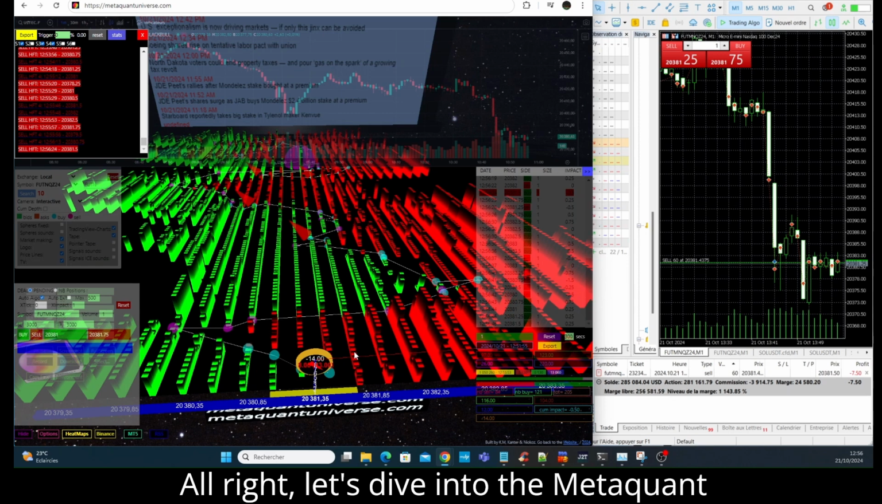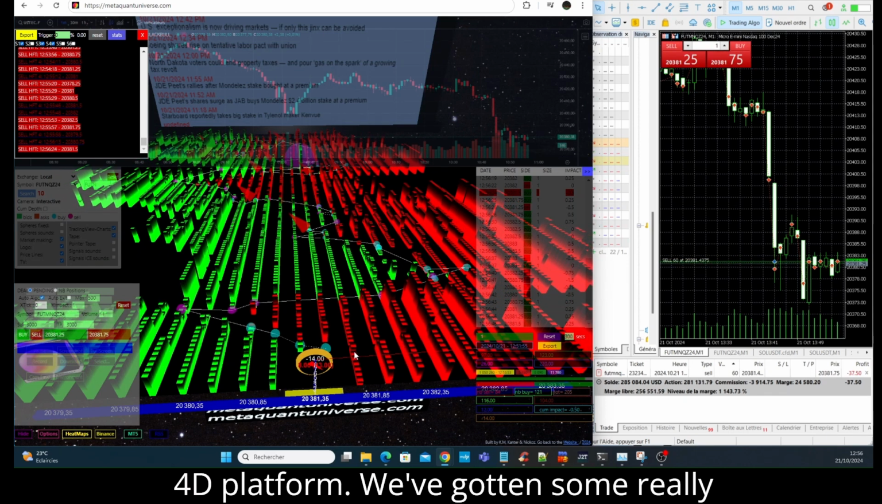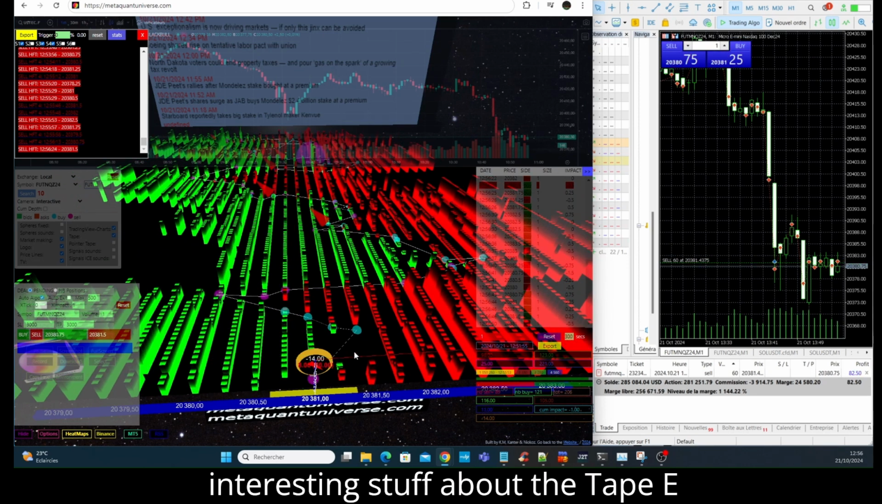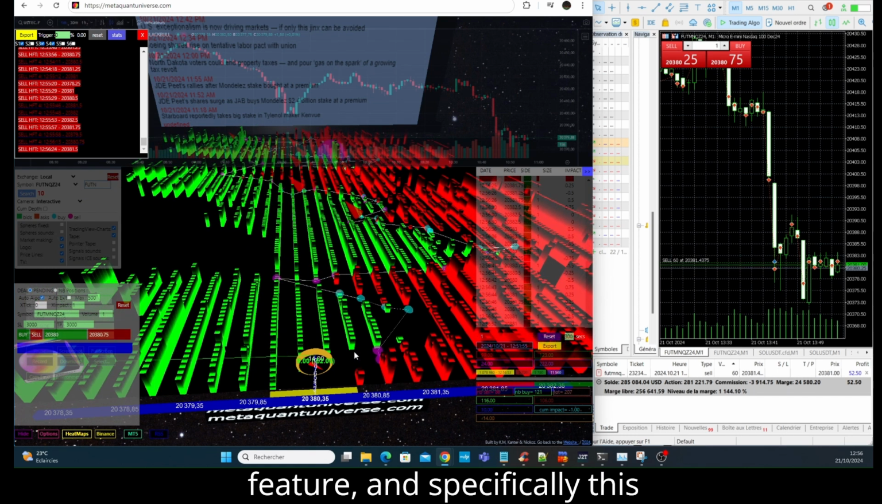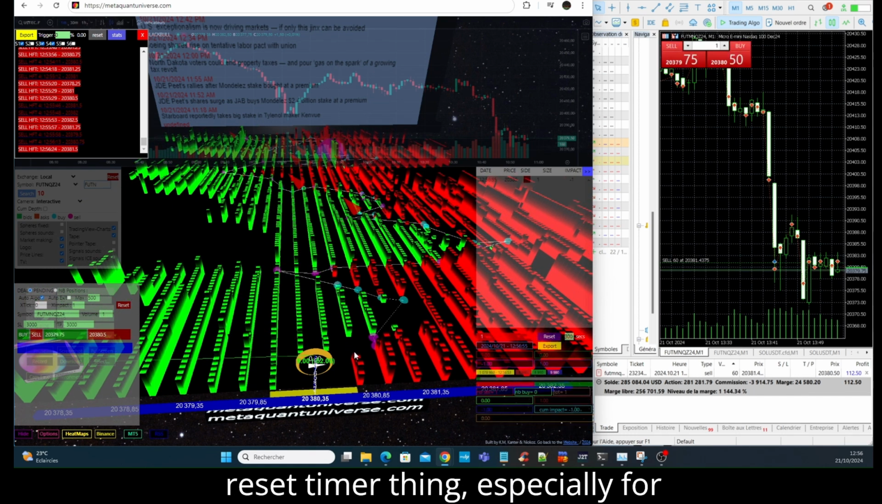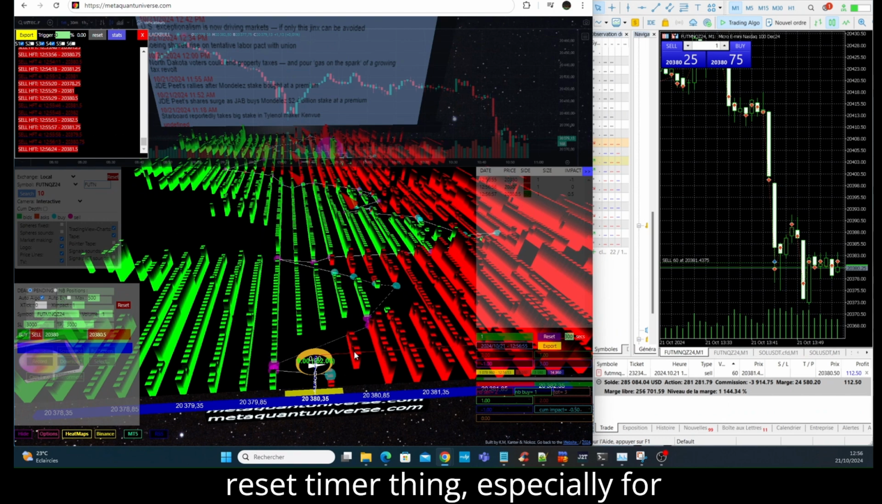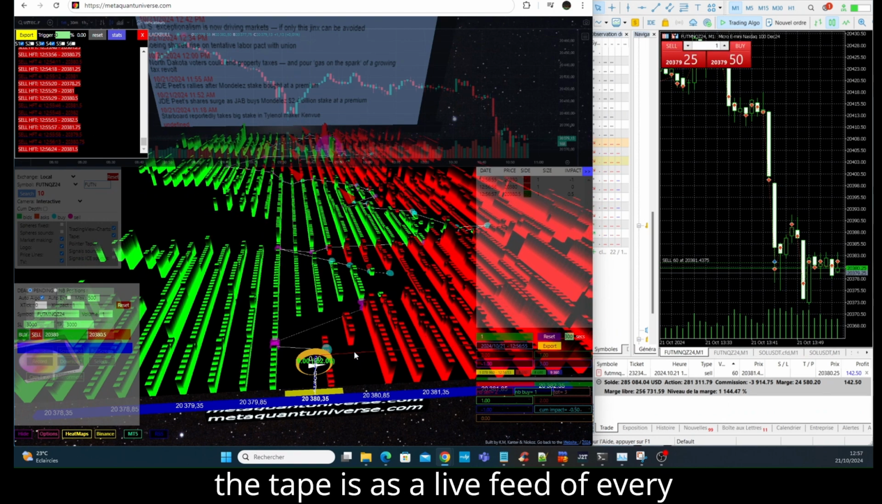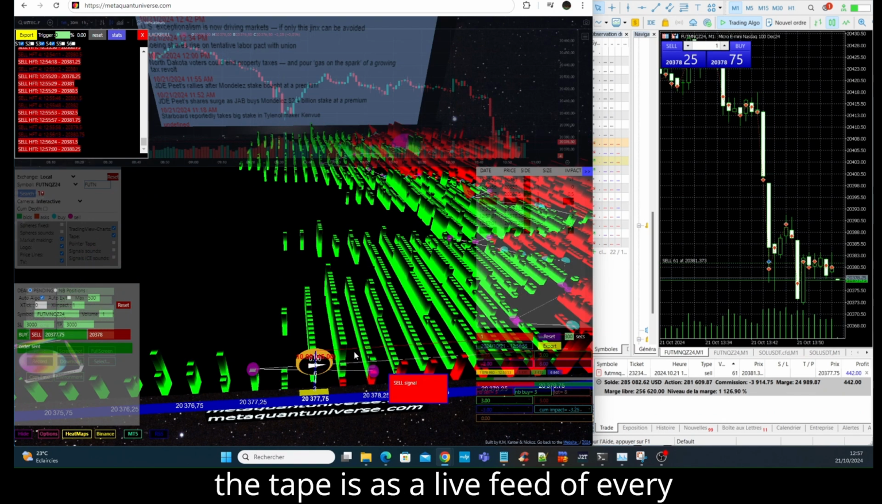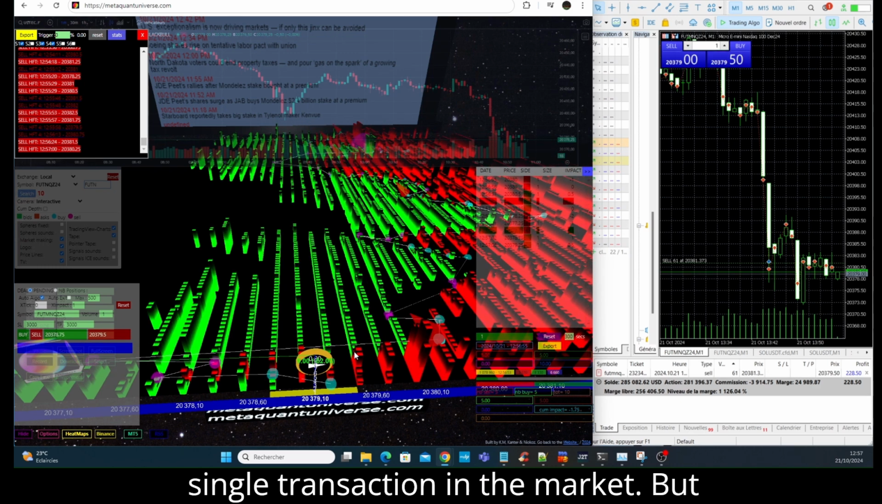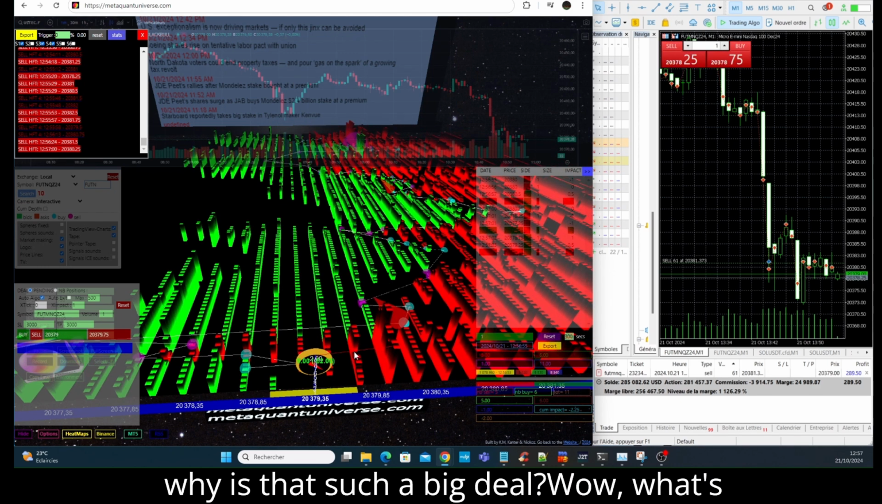All right, let's dive into the MetaQuant 4D platform. We've gotten some really interesting stuff about the Tape E feature, and specifically, this reset timer thing, especially for scalpers. Now, you probably already know, the tape is a live feed of every single transaction in the market. But why is that such a big deal?